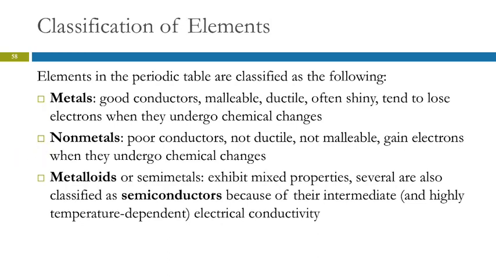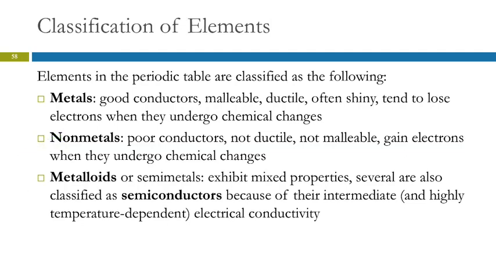Nonmetals are kind of the opposite. They are not metals. They're poor conductors. They're not ductile. They're not malleable. They gain electrons when they undergo chemical changes, so they form negative ions. And I find it convenient that nonmetal starts with an N, and so does negative. So nonmetals form negative ions.